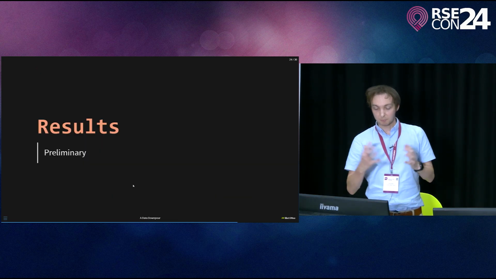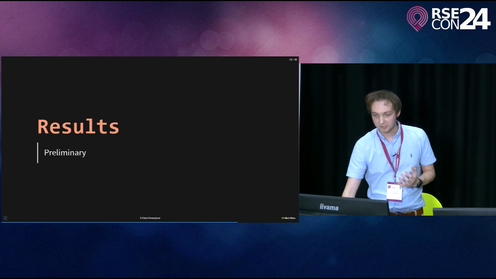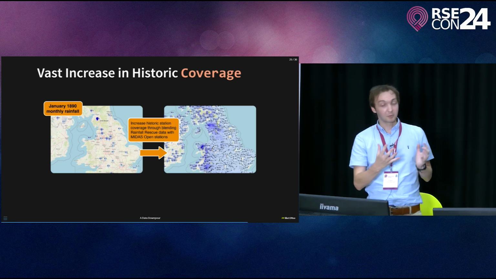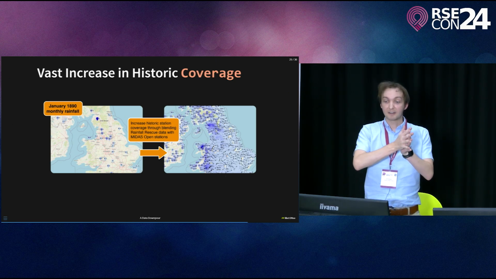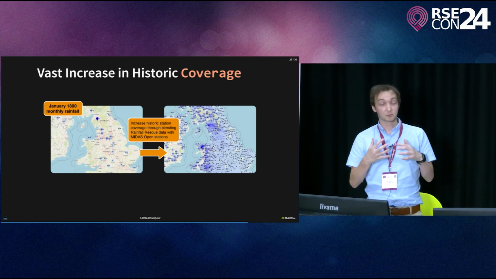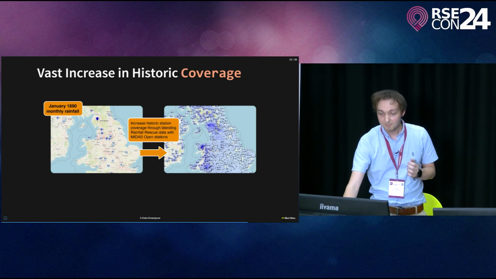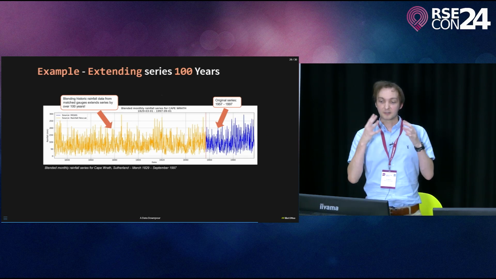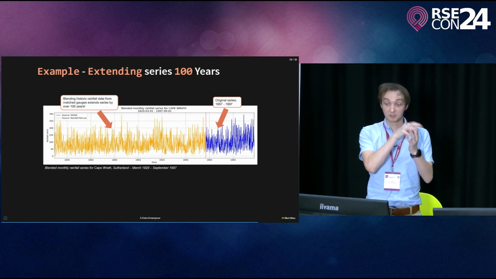So kind of in summary, what we're doing is using all of these tools to try to produce a single source product. As an example, if you use our blended product, you would get a vast increase in historic coverage because, of course, we're including all this historic data. This is really useful for looking at climatology and the aspects of different specific sites.